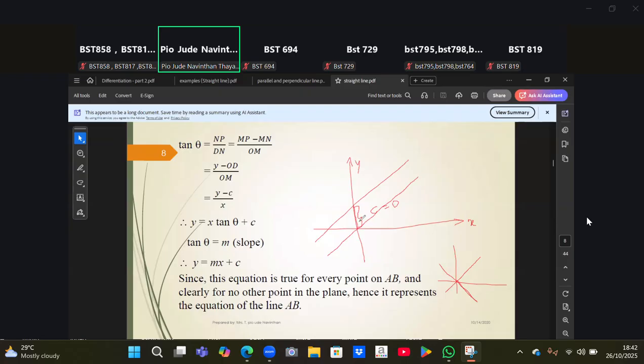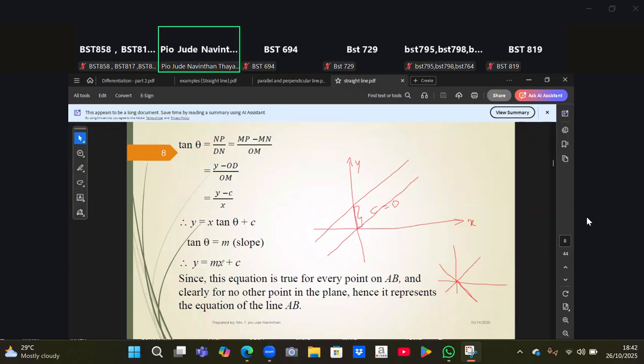If it is the other way around, this slant is greater than 90, isn't it? So m is equal to minus, because tan of 90 plus something will be there. That I have already explained. Now we are talking about c is equal to 0, and m is equal to 0 also.